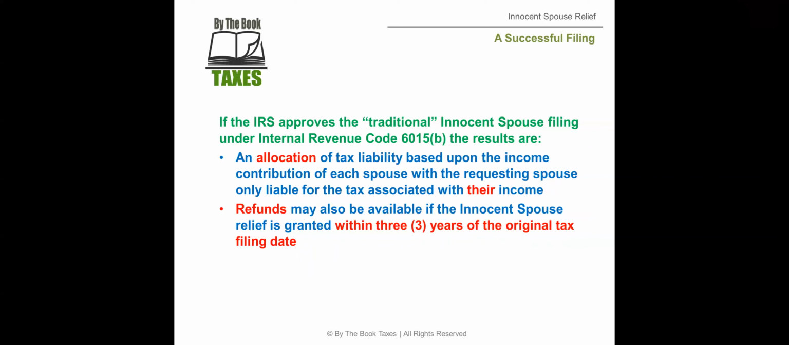A requesting spouse may also receive refunds. For example, in a subsequent year, after maybe they're separated or divorced, maybe the IRS has taken a refund from a subsequent tax year to satisfy a prior tax debt of a divorced couple. You can get that money refunded to you if the innocent spouse relief is granted within 3 years of the original tax filing date.